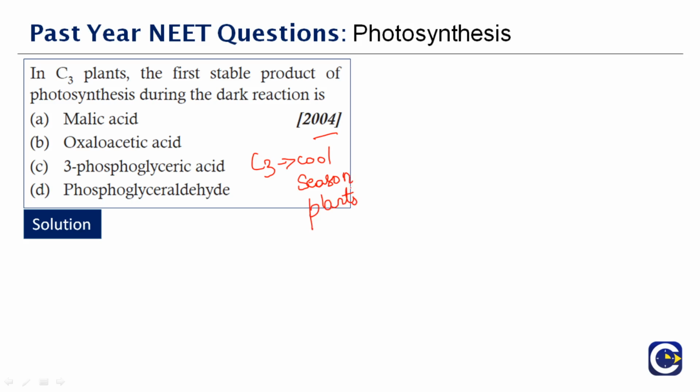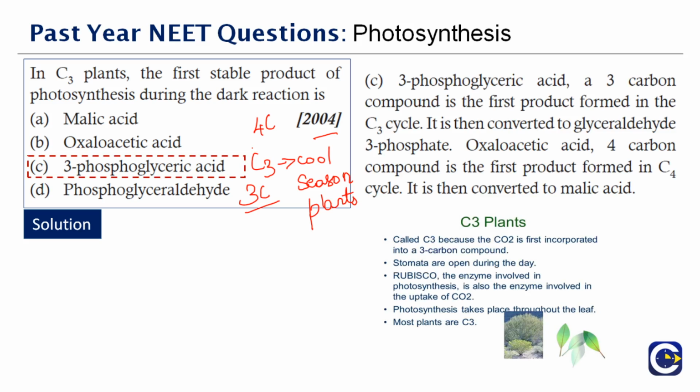They are commonly seen in cool and wet areas, while C4 plants are just the opposite. They grow in warm regions, especially where the temperatures are quite high. This is a major difference between C3 and C4 plants. Now, the first stable product in the C3 cycle: when I say 3, you have a 3 carbon compound, and when I say 4, it is a 4 carbon compound. So out of the 4 options given here, the correct answer is option C, phosphoglyceric acid, while in C4 it is oxaloacetic acid.